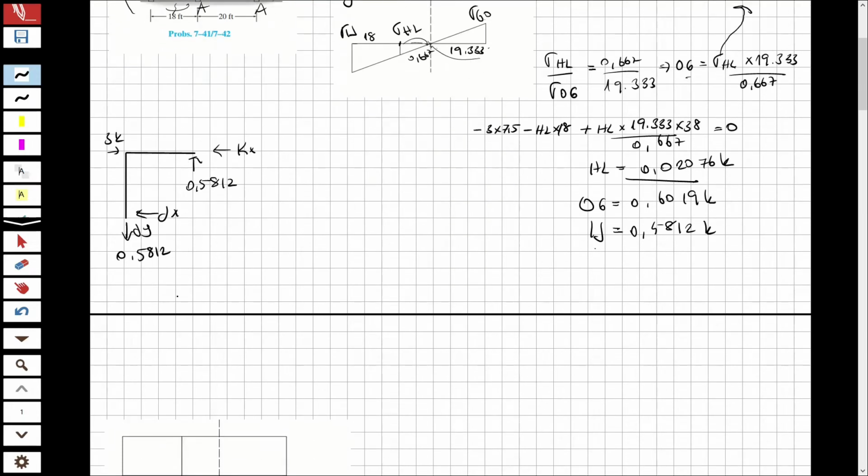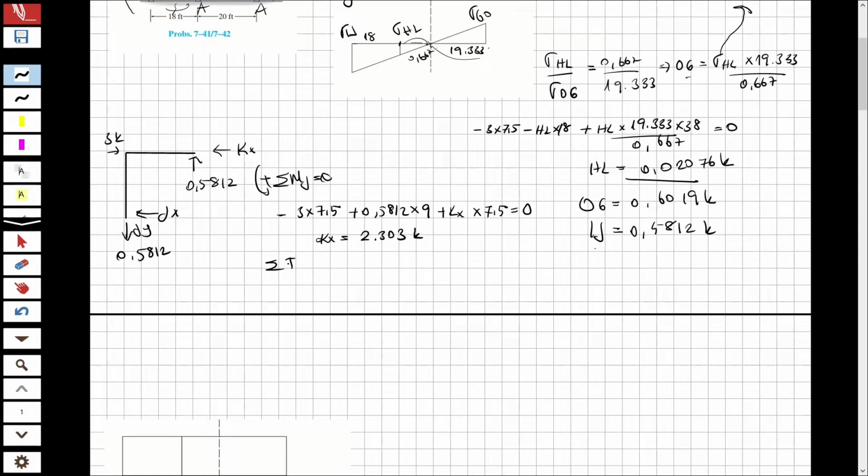So let's write the total moment here, total moment at J equal to 0. So it's going to be minus 3 multiplied by 7.5 and plus 0.5812 multiplied by 9 and plus kx multiplied by 7.5. So kx will be equal to 2.303 kips. Now we have this one.